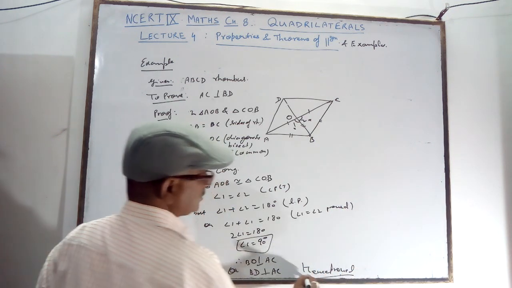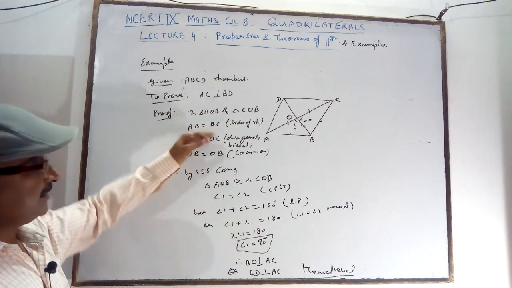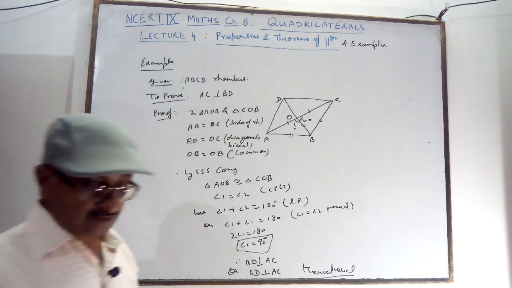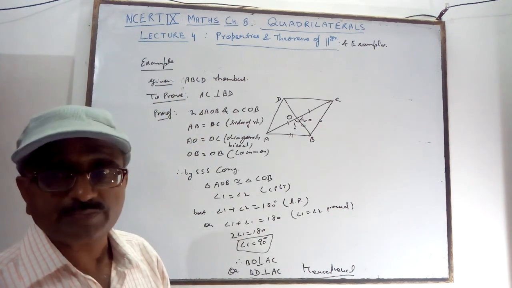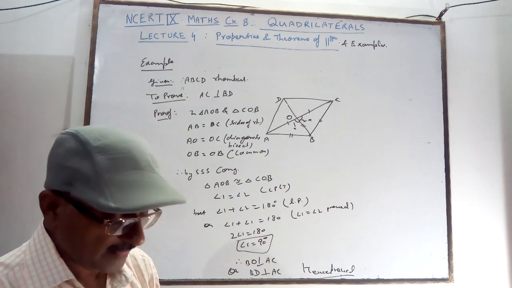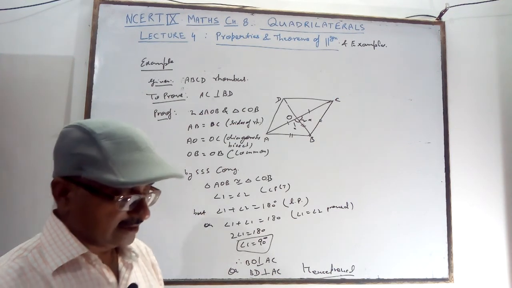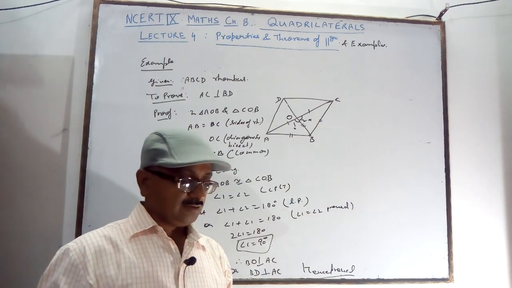Diagonals of a rhombus are perpendicular to each other. They bisect and are perpendicular to each other. That's why you can say each is a perpendicular bisector of the other. Diagonals of a rhombus are perpendicular to each other.